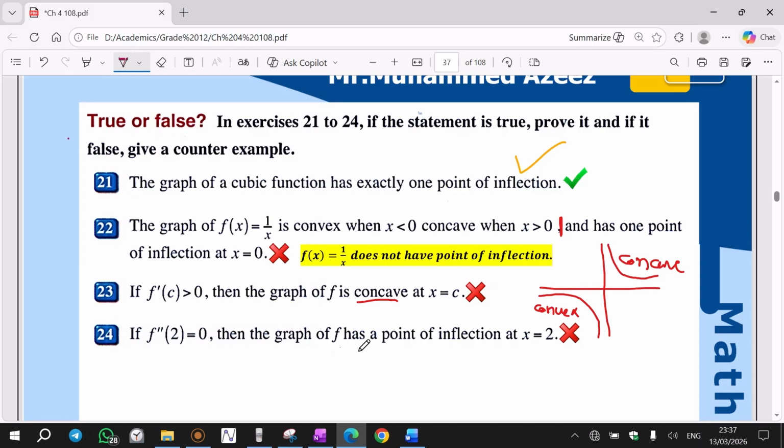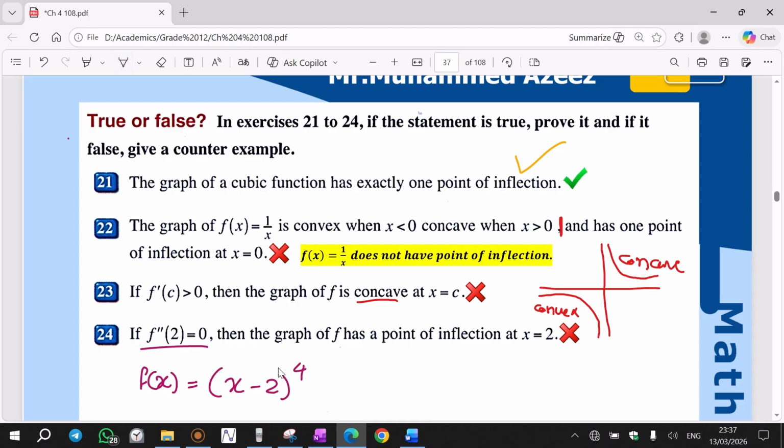I told you that they can create true-false out of it. They already did. So if f double prime is equal to 0, then that is an inflection? No, because f of x could be this function. If f of x is like x minus 2 to the power 4, then it does have the second derivative equal to 0 at 2, but it has no point of inflection. That's false as well.